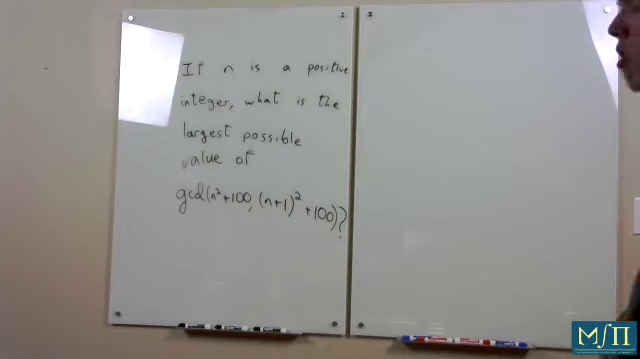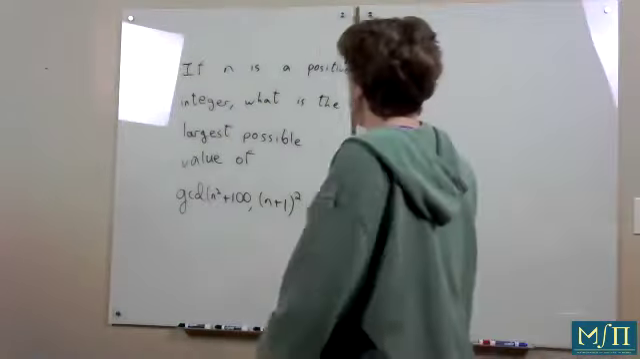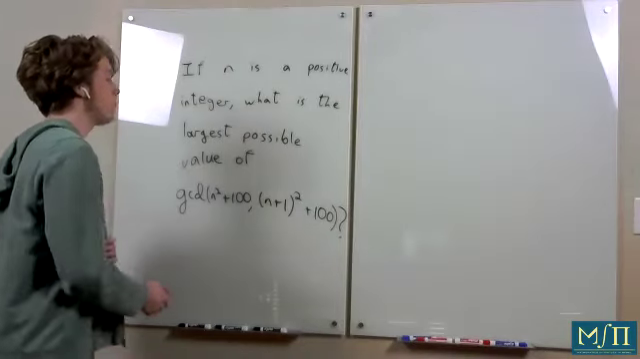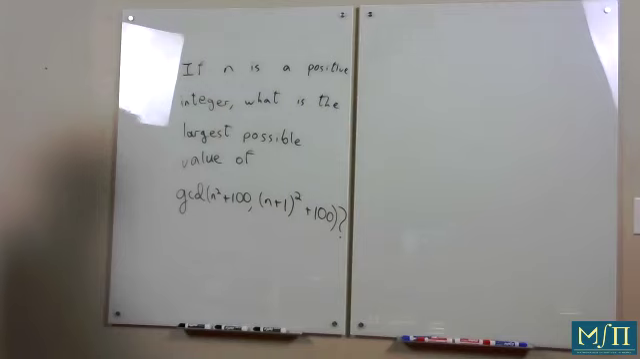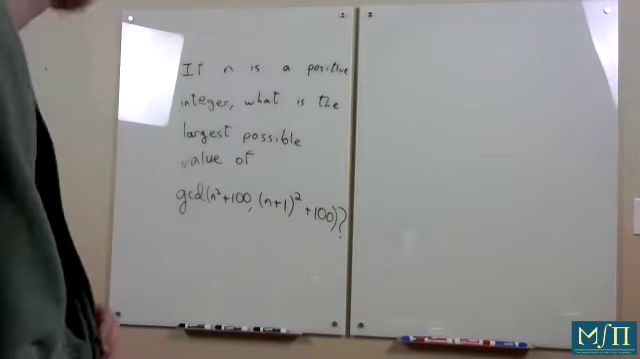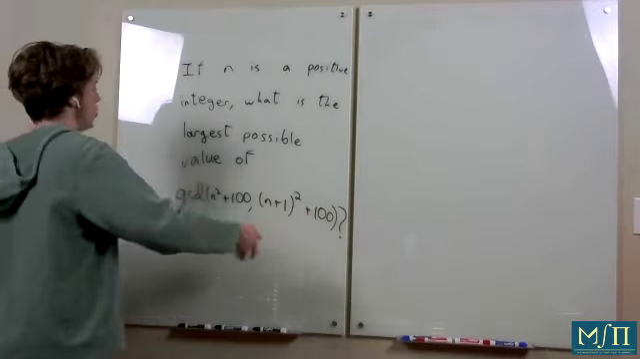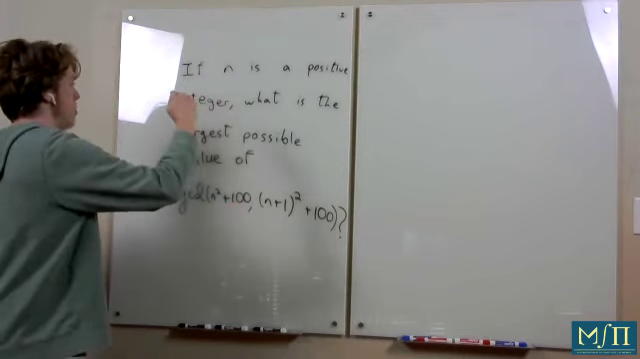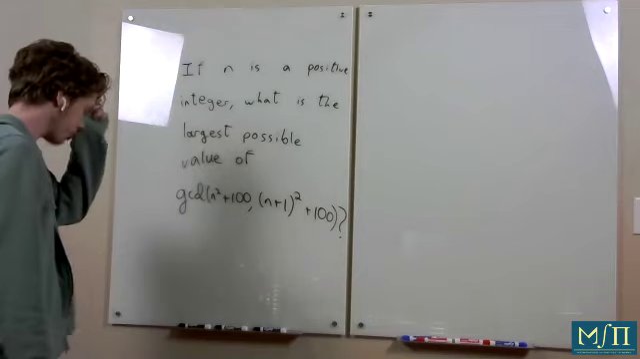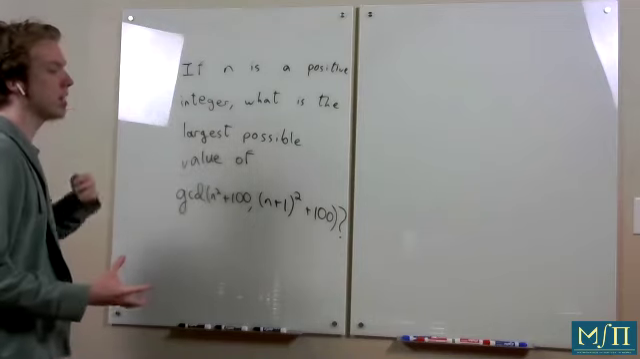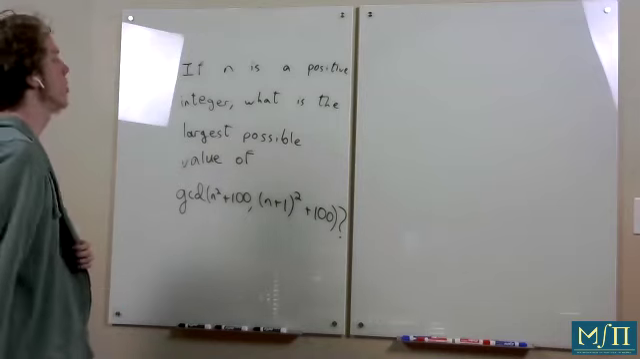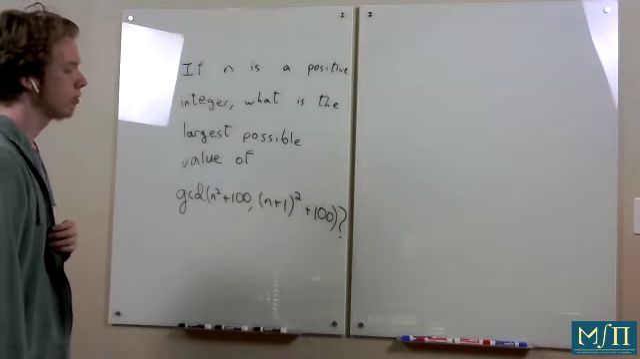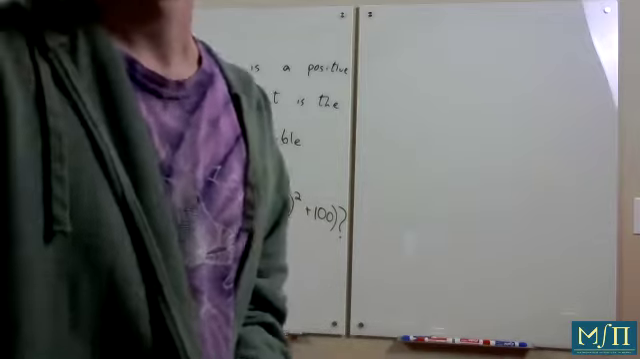Someone asks, is the answer necessarily an integer? Well, for any positive integer n, these will be positive integers, and so their GCD will be a positive integer. It's not immediately obvious why there is a largest possible value. Maybe you might think this can be as big as we want. But as it turns out, there is an upper limit to how large it can be. There are only finitely many possible values, and one of them is the largest. So yes, the answer is an integer.